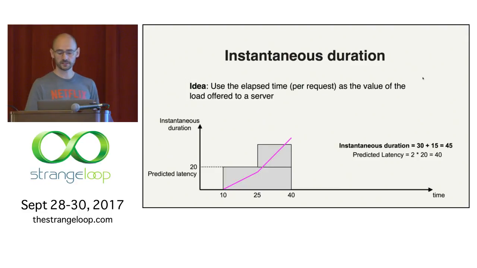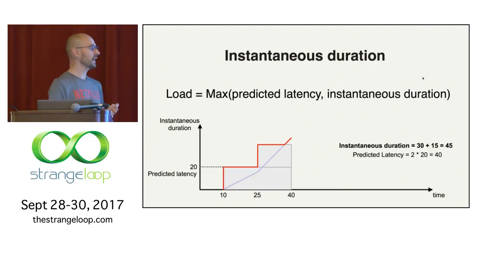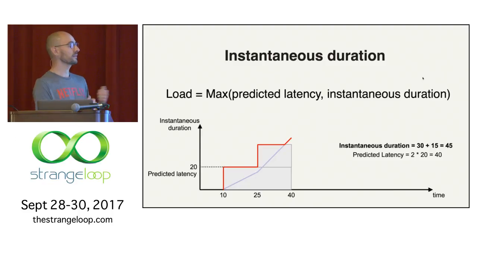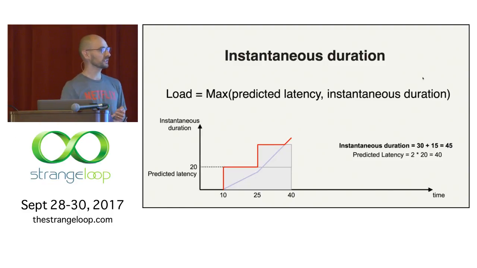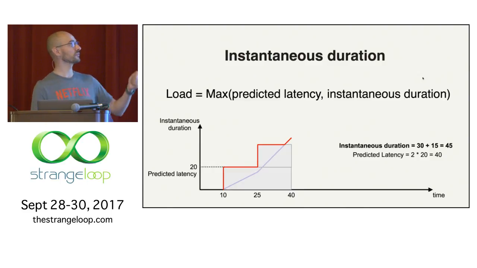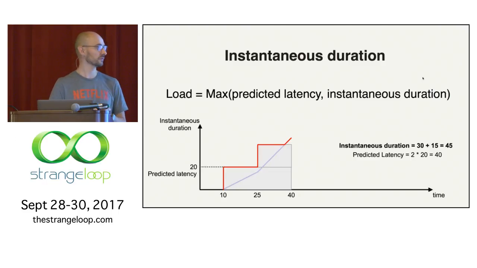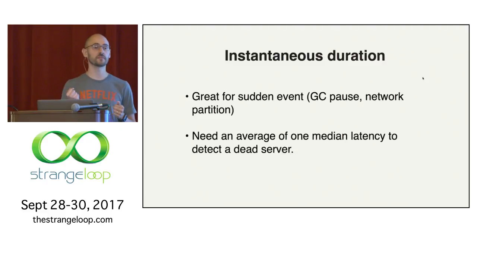And then I compare that to the actual prediction that I had. So I predicted that the latency of that server should be 20 milliseconds. And I sent two requests to that server. At t equal 40, I realized that my prediction is actually a little bit off. And then I use this instantaneous duration as the new load of the server. So that's great for things like GC pause.